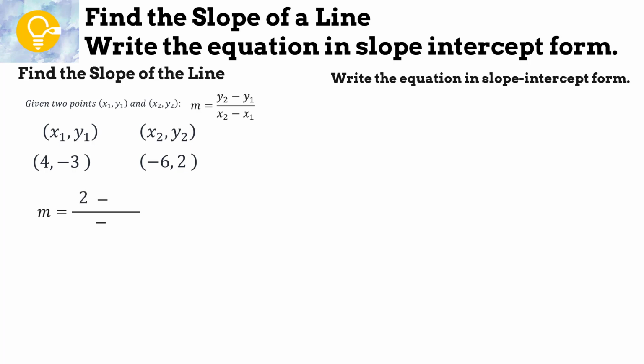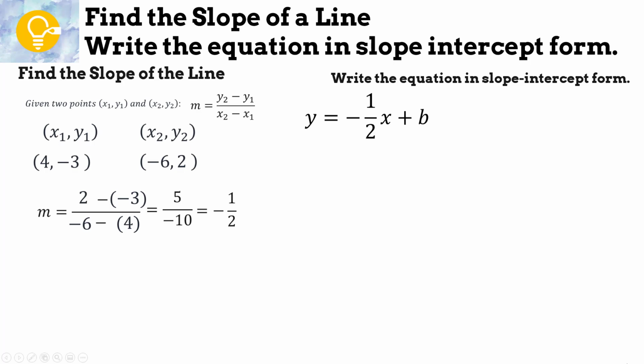We're going to take y sub 2, which is 2, minus, which is part of the formula, y sub 1, which is negative 3. In the denominator or bottom, we're going to take x sub 2, which is negative 6, minus x sub 1, which is 4. 2 minus negative 3 is 5. Negative 6 minus 4 is negative 10. We always have to reduce it. So it turns out that our slope is negative 1/2.